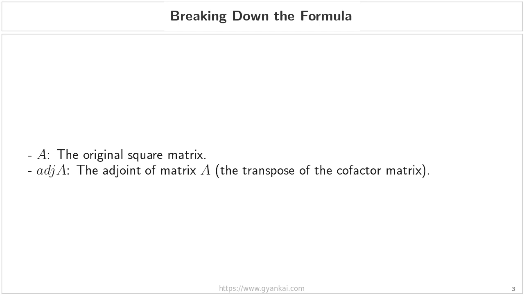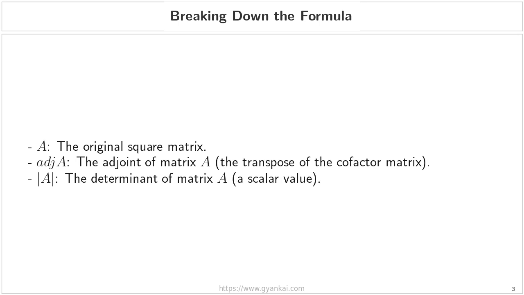Breaking down the formula. Now that we have seen the theorem itself on the previous slide, let's take a moment to break down the formula piece by piece so we know exactly what each component represents. First, we have A, which is our original square matrix. Next, we have adj A, which stands for the adjoint of matrix A as we discussed in our earlier lessons. This is specifically the transpose of the cofactor matrix.